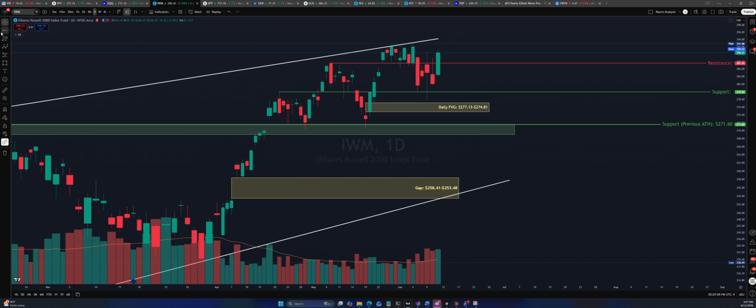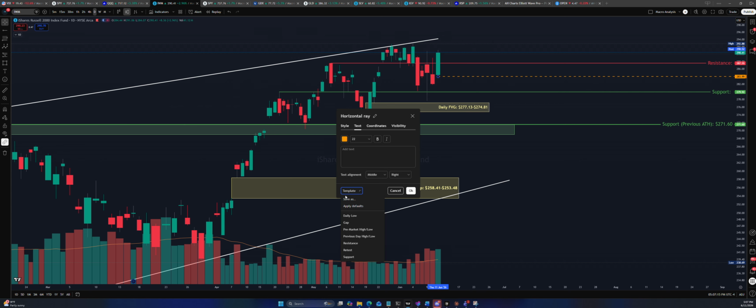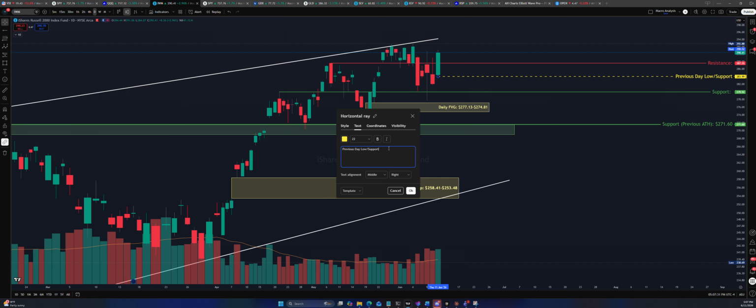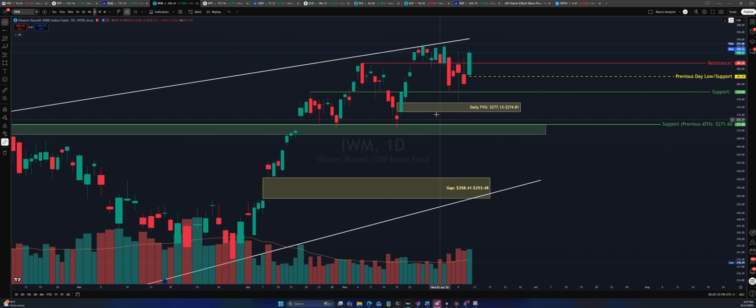And for IWM, today's low. Right here, previous day low. That's where buyers are stepping in. So this here is going to be your support as well. Going into tomorrow, that's your level.